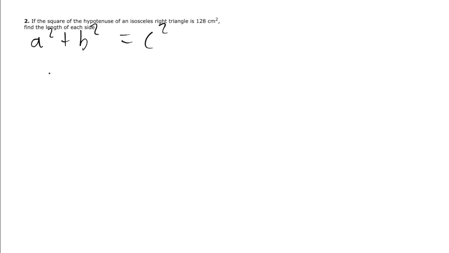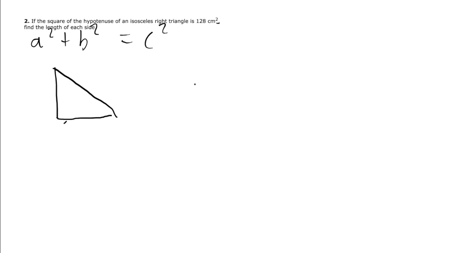So basically, if we were to illustrate this problem, an isosceles triangle has two sides of equal length, right? Two sides of equal length, and the hypotenuse is given as 128 centimeters squared. As you can see, there's a square already here, which means this value is given as c squared, which means this is actually the squared value. It's the square of the length of this hypotenuse.